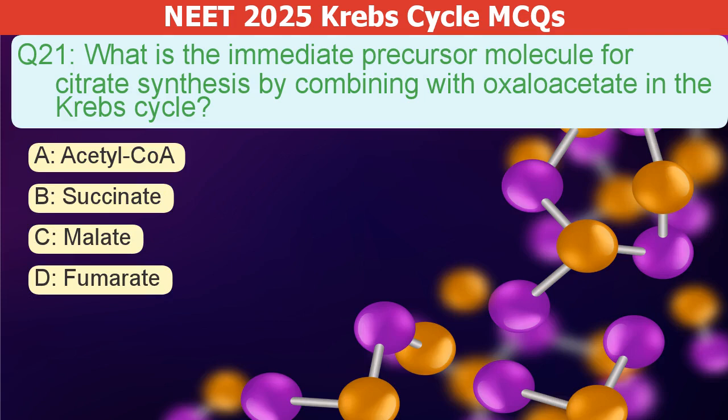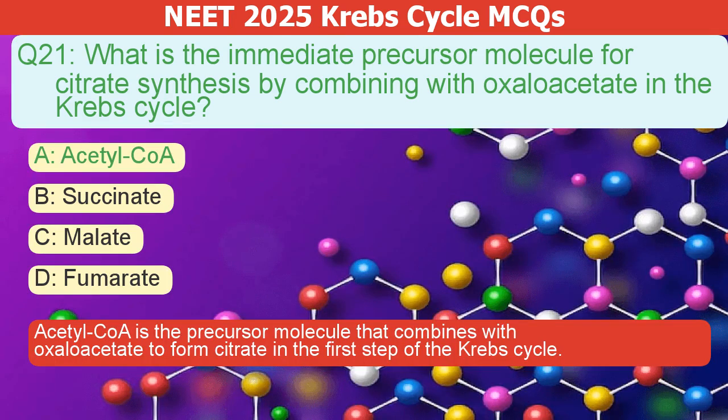What is the immediate precursor molecule for citrate synthesis, combining with oxaloacetate in the Krebs cycle? A. Acetyl-CoA, B. succinate, C. malate, D. fumarate. The correct answer is A. Acetyl-CoA is the precursor molecule that combines with oxaloacetate to form citrate in the first step of the Krebs cycle.